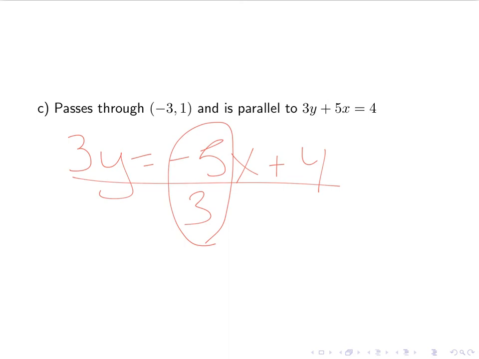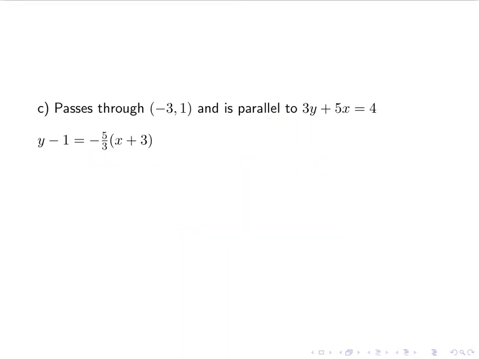And our line is parallel, which means it has the same slope. So our line must also have a slope of negative 5/3. And we're given a point, (-3, 1), so I'm going to put this line into point-slope form. So y minus my y value equals m times x minus my x value. So y minus 1 equals negative 5/3 times (x plus 3). And again, we need to put it into slope-intercept form.